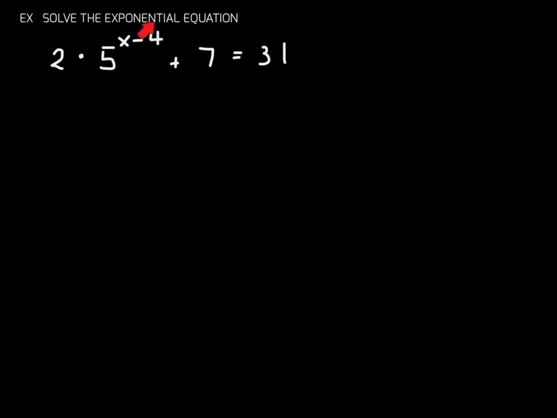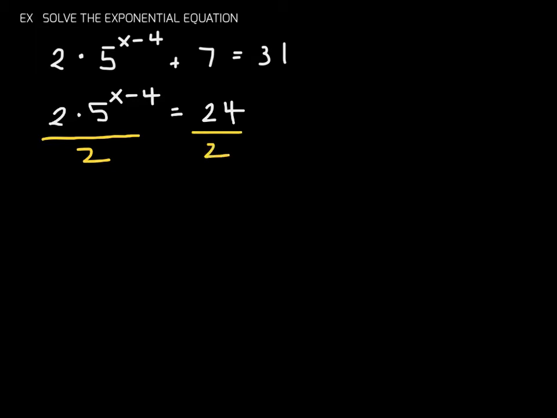Isolate this exponential expression. To start, move 7 to the other side of the equation using subtraction. When you subtract 7 from 31, you get 24. The next thing I suggest you do is divide both sides by 2. When you divide 24 by 2, you get 12.